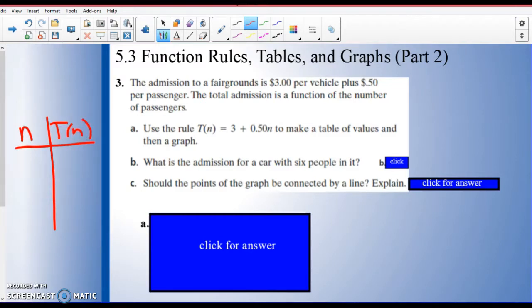First of all, what is the minimum number of people that I need to have? 1, because somebody better be driving the car. It's not realistic for there to be 0 people because the car is not driving itself. So, 1 person will cost $3.50, right? Because the car costs $3 and then 50 cents per person. Okay. 2 people would cost $4. 3 people would cost $4.50. 4 people would cost $5, etc., and so on.